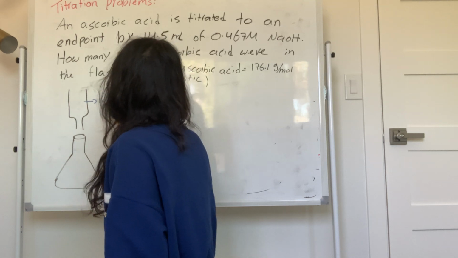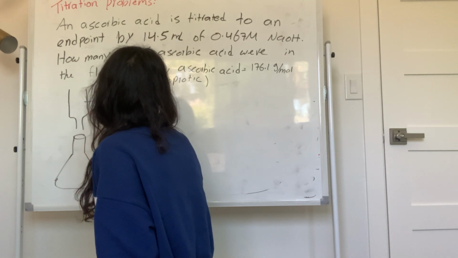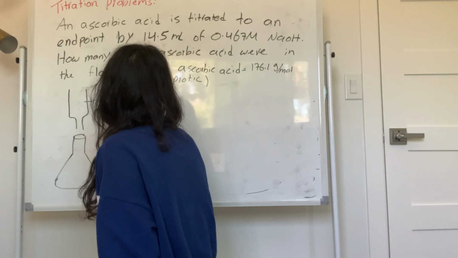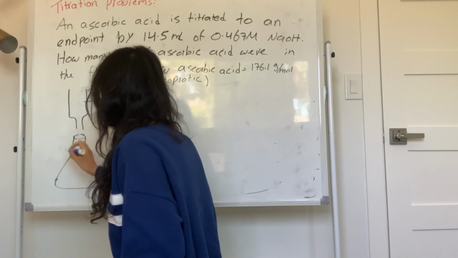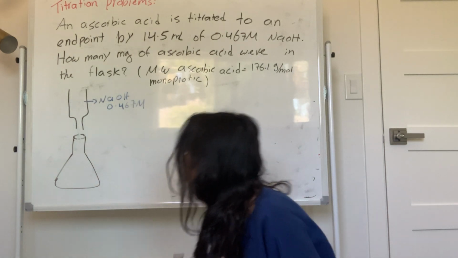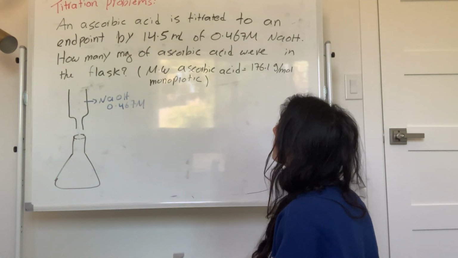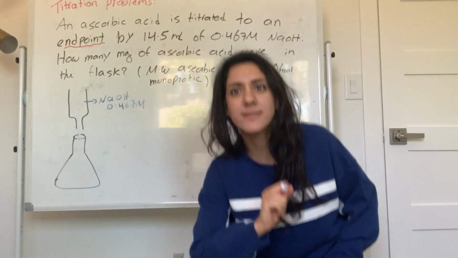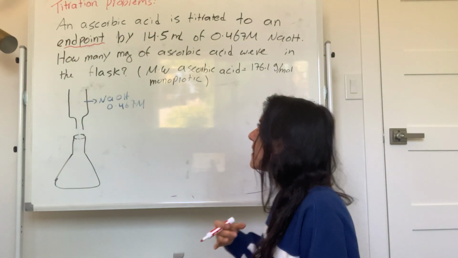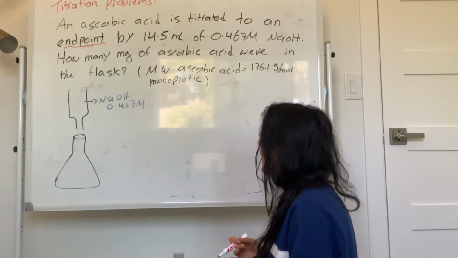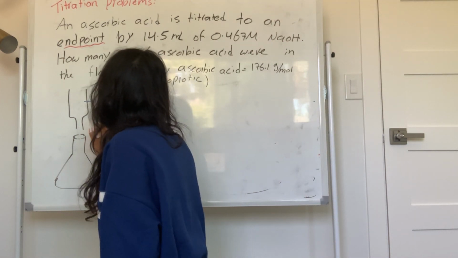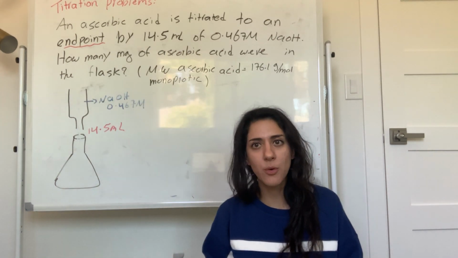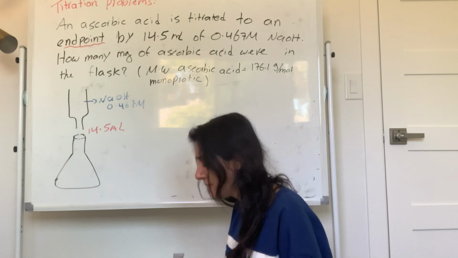And my sodium hydroxide concentration is 0.467 molar. Okay? And you're going to do titration. And when you do titration, it says the end point. And what's the end point? The end point is when it turns pink, right? That's our end point. The end point is after adding 14.5 ml of sodium hydroxide, then it's going to turn pink. So far, so good. Okay.